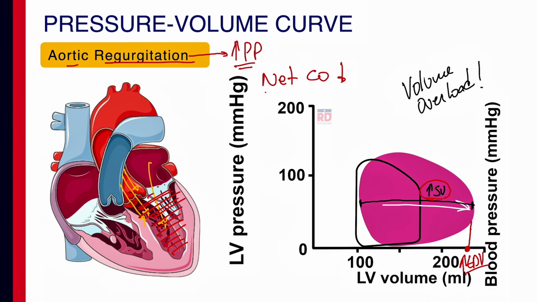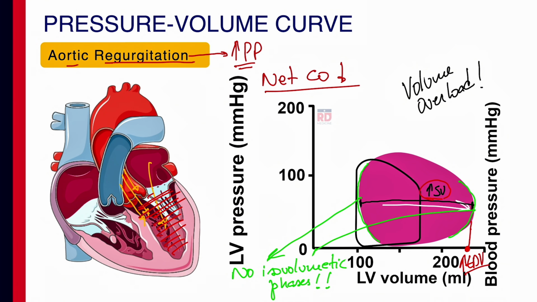There are no true isovolumetric phases. That's high yield information. Why is that? Because the ventricle is never truly closed. Either blood is coming in from the left atrium or leaking back from the aorta. So no isovolumetric phases. The isovolumetric contraction and relaxation phases will disappear. The loop loses those straight vertical lines, and instead you get this slanted look.